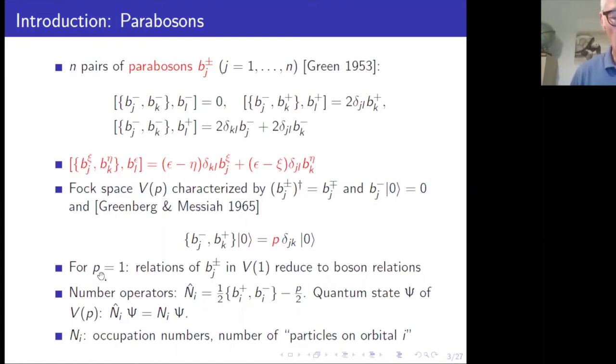Now here as well, one can introduce a set of number operators, call them ni hat, introduced as follows. And a quantum state, psi, say, is again a common eigenstate of these number operators with eigenvalues ni. These ni's are again occupation numbers, but in this case, for parabosons, as we'll see later, these occupation numbers are still arbitrary non-negative integers, but it's not like in the boson case that if you have a set of occupation numbers, the corresponding state is unique.